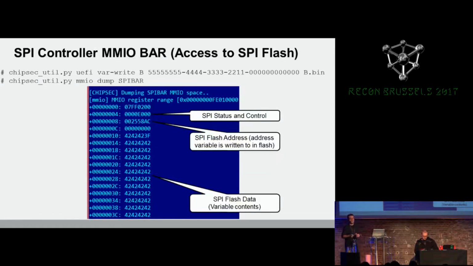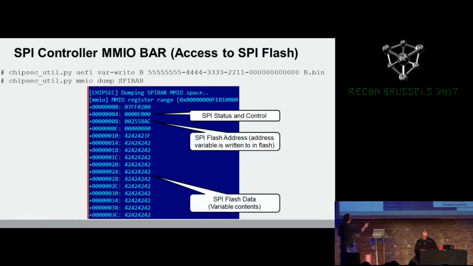It's called a UEFI variable if you're familiar, but basically it's the configuration of the firmware. So the first command attempts to store something into the SPI flash, this configuration. And the second command just dumps this SPI memory map range, all the registers. I don't show all the registers here. I'm just showing the registers that I'm interested in.